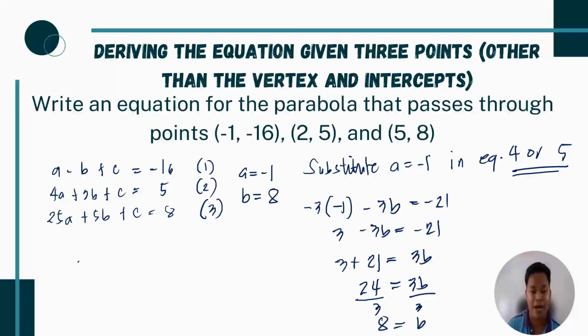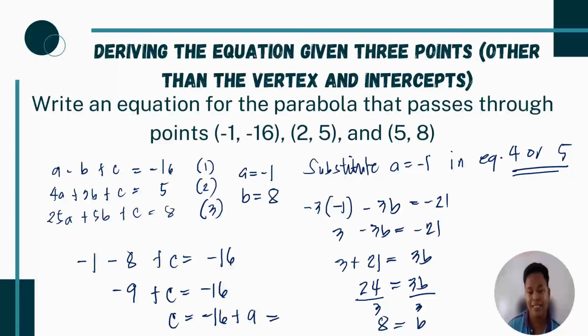A is negative 1. Then, yung B po natin is A plus C is equal to negative 16. Negative 1 minus 8 is negative 9 plus C is equal to negative 16. C is equal to negative 16 plus 9, and negative 16 plus 9 is equal to negative 7. Therefore, we have C, which is equal to negative 7. So, these are the values of A, B, and C na po.